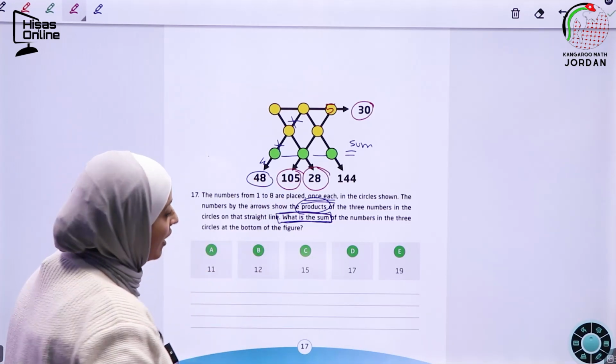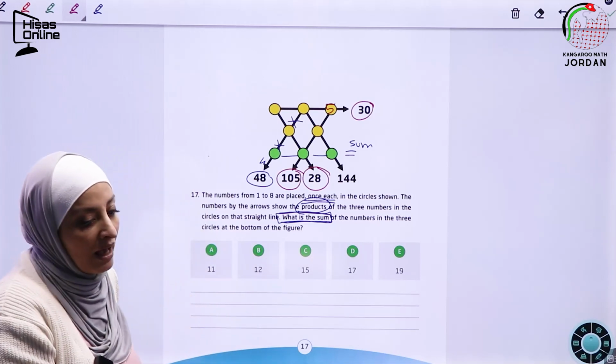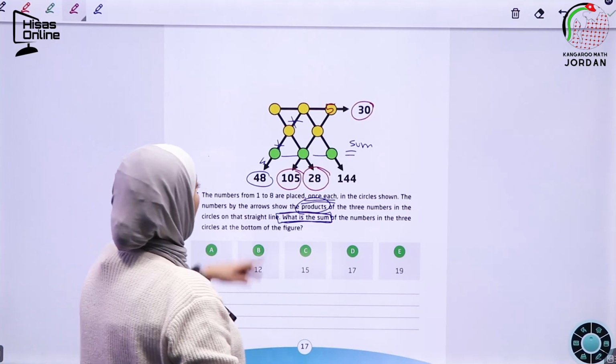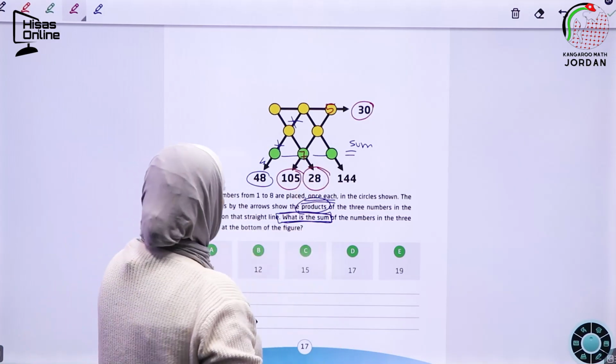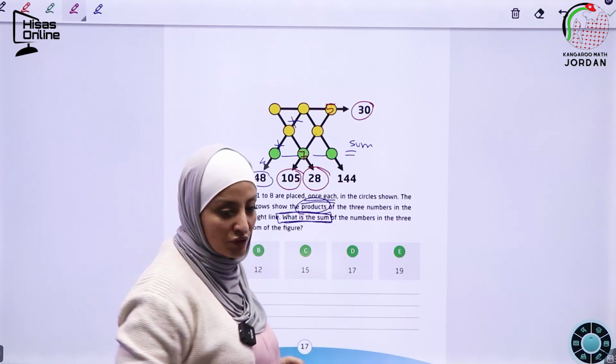28 and 105. Both of them are multiples of 7. So they are intersecting in the 7 points. So if I put here 7, that means I can now find this number, right?